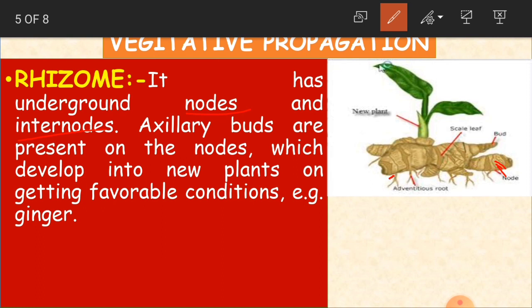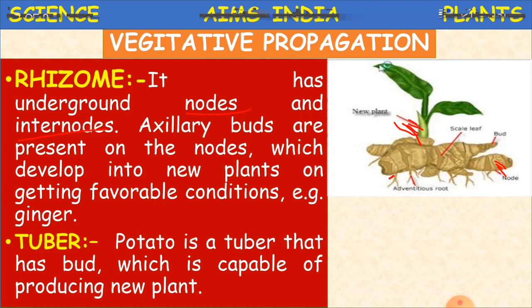These are the nodes here. And if you see here, this is the axillary bud. This is the green color. Are you able to see here? Okay, this is the axillary bud, starting in the axil of a leaf, and it develops into new plants on getting favorable conditions, like if they have proper soil, proper water, and proper climatic condition, a new plant starts growing from this vegetable. Okay, for example, ginger. So these type of plants are called rhizomes.